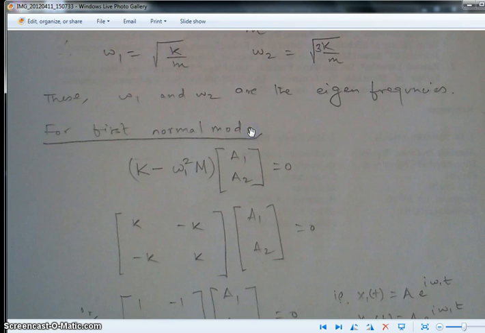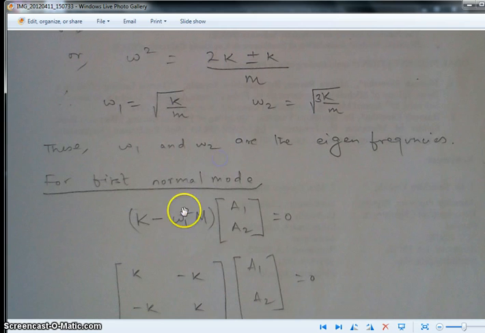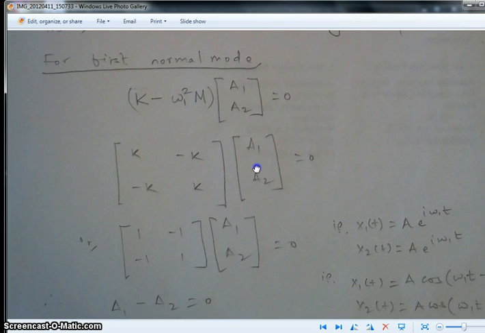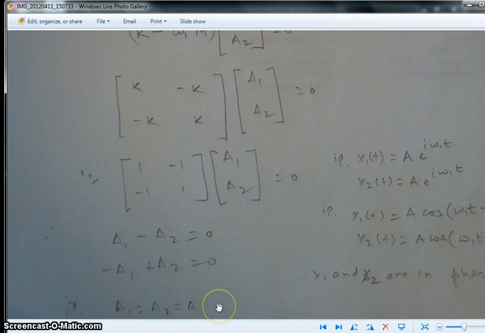And for the first normal mode to exist, this K, where K is a matrix, minus omega 1 squared times M, where M is also the matrix of masses, times the amplitudes x1(t) and x2(t) should be 0. Solving those two with omega 1 as the square root of k over m, we get these two equations: a1 minus a2 equals 0 and minus a1 plus a2 equals 0. Those two are the same thing, so we can say a1 equals a2 equals a.